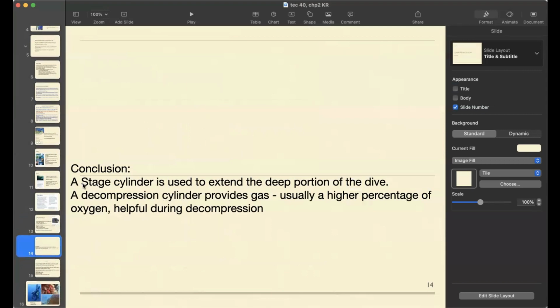The conclusion is a stage cylinder is used to extend the deep portion of the dive, whereas the decompression cylinder provides gas using a higher percentage of oxygen, helpful during the decompression process.